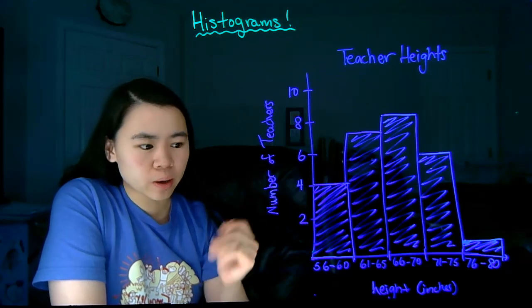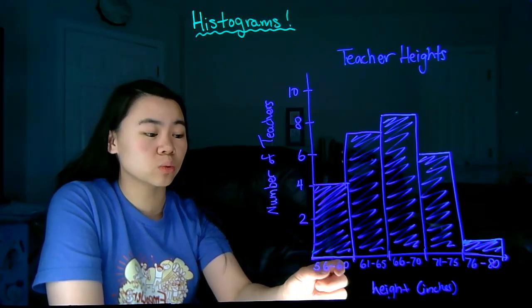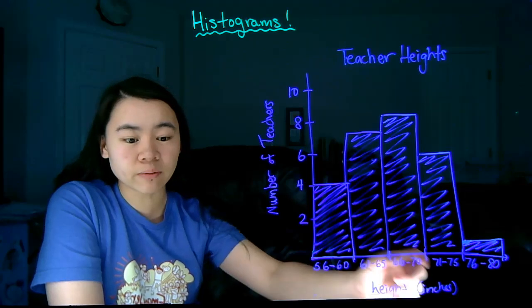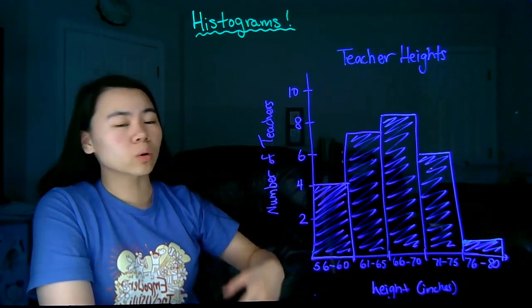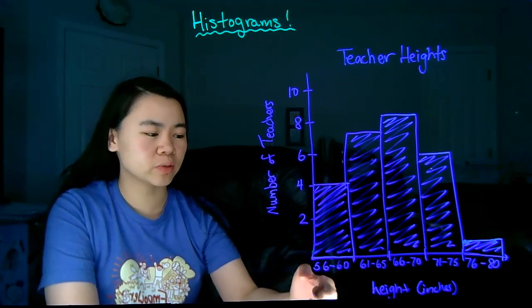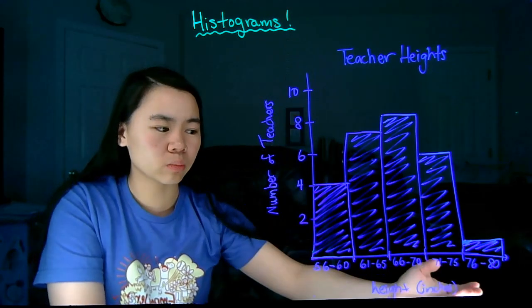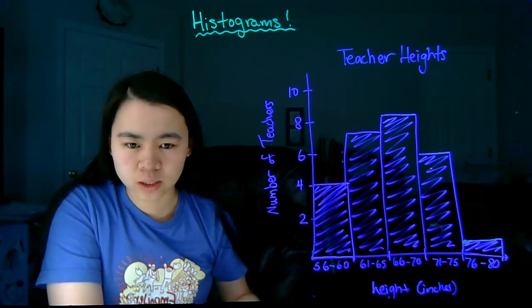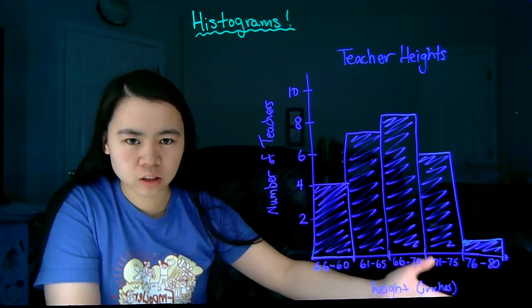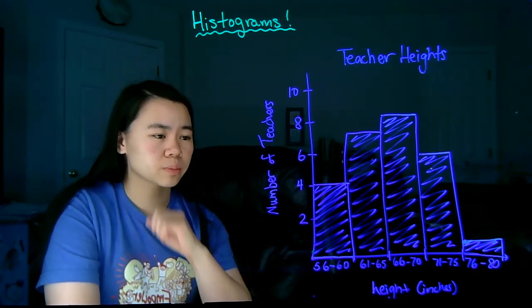Other histograms might include 10 different heights or 10 different numbers. So whatever your range is, it needs to be the same for every single one of your bars, or it's going to be really misleading. You don't want a bar from 56 to 70, one super long bar, and then one bar that's from 71 to 75, because it's not evenly distributed. So that's another thing to note about histograms.